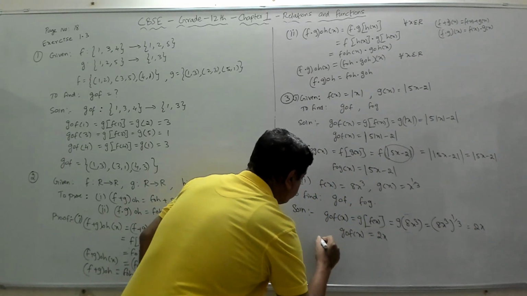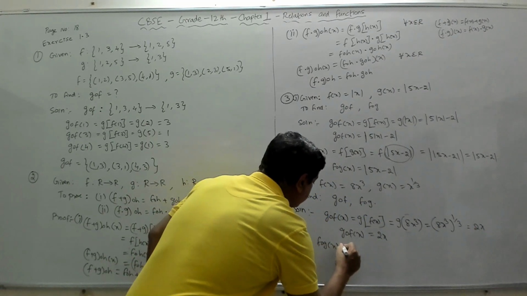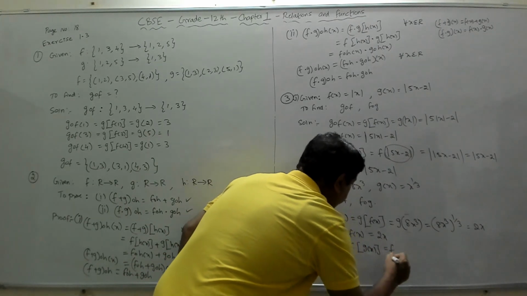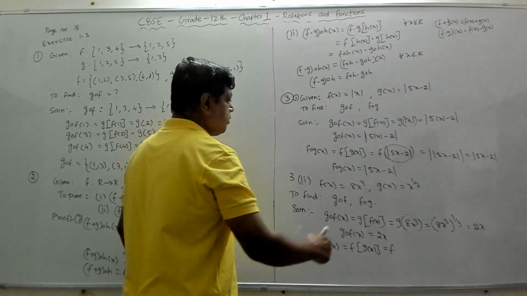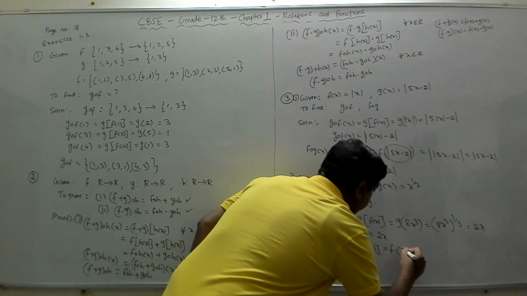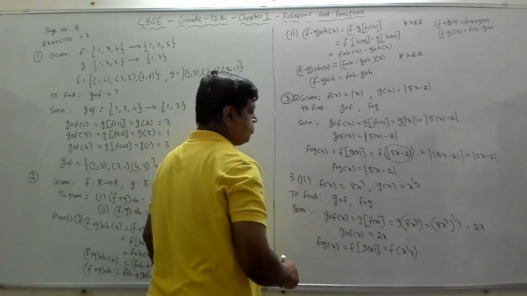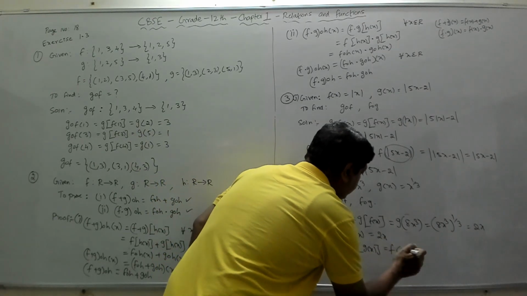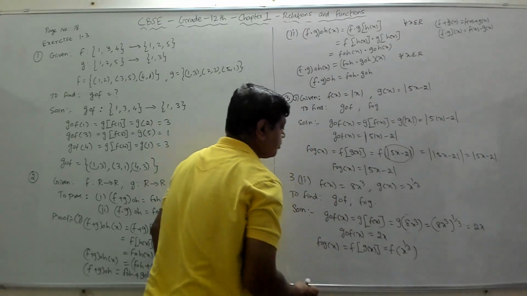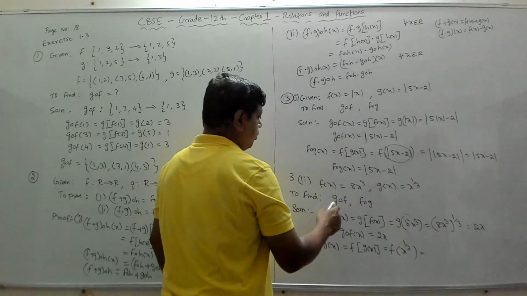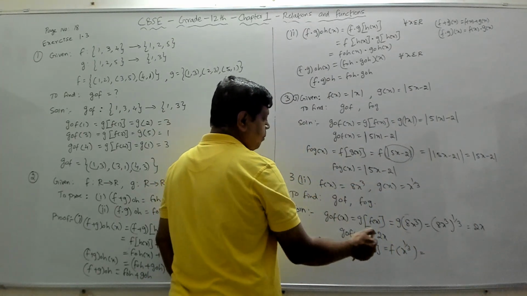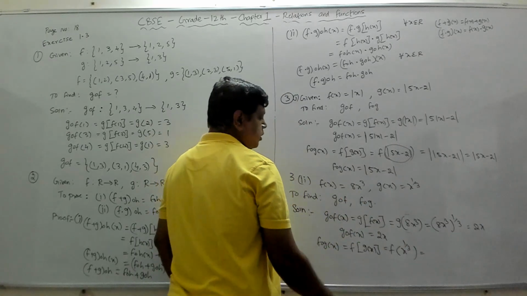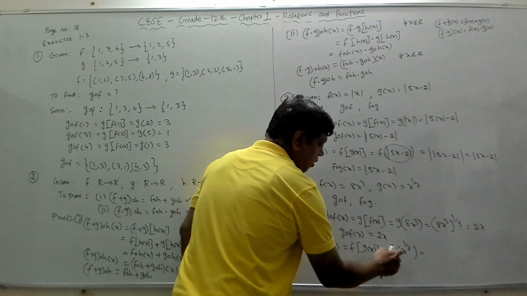Now let's find f of g of x. What is g of x? g of x is x power 1 by 3. So f of x power 1 by 3. What is f of x power 1 by 3? Now f of x is 8x cube, so in the place of x we have to put x power 1 by 3. We treat this as x in f of x.